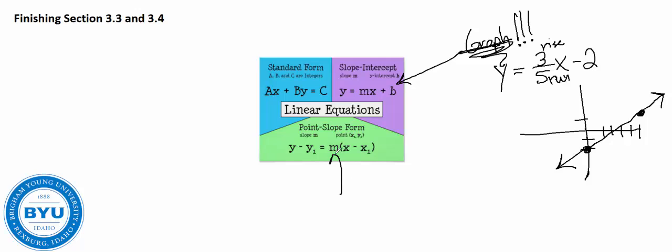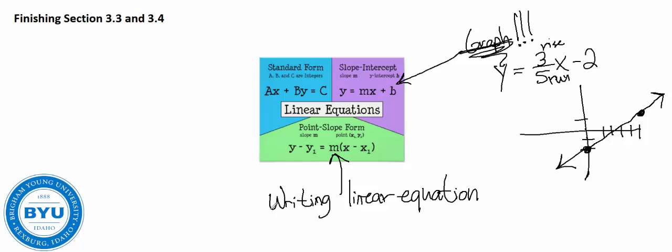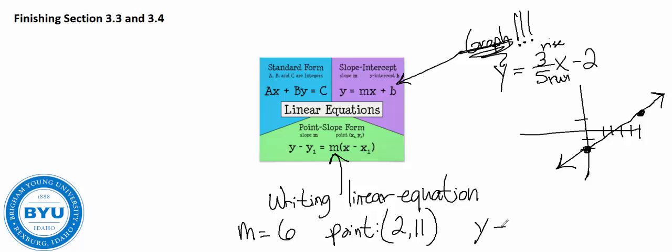Now, why do we use point-slope form? We used point-slope form yesterday for writing our own equations, writing a linear equation. This form is best when you need to write a linear equation. For example, if they say write a line that has a slope of 6 and goes through the point (2, 11), well, we can do that using point-slope form. I would just write y minus the y part of the point, which is 11, equals m, which is 6, open parenthesis x minus the x part of the point, which is 2. And there it is, there's the answer.